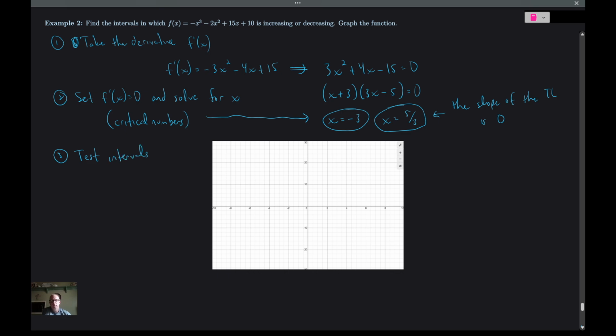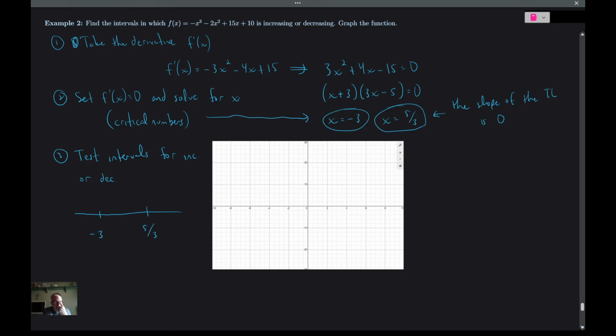So now once we have these, we test intervals for increasing or decreasing. We know that at these 2 points, the tangent line has a 0 slope. At every other point, the tangent line would have to have a positive or negative slope. If the tangent line has a positive slope, the function is increasing. If it has a negative slope, the function is decreasing. So the way we're going to do this, let's set up a number line and put these 2 numbers on it.